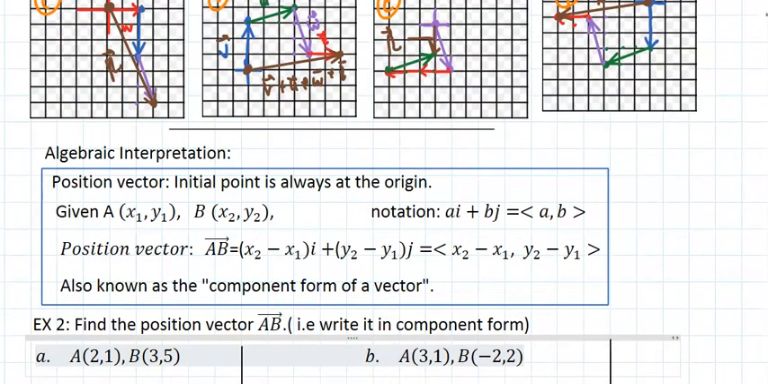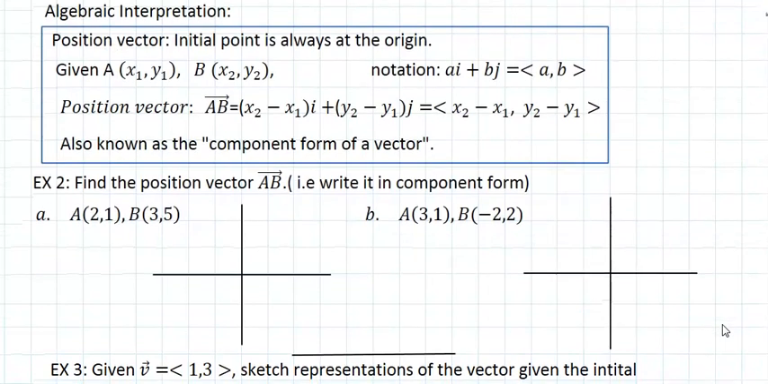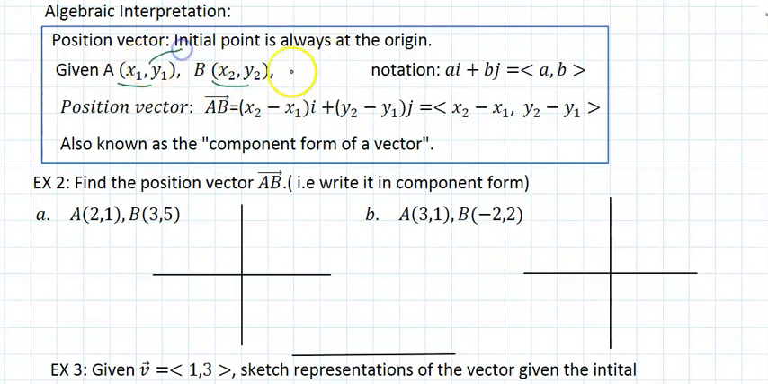And here's how it works. Algebraic interpretation. Well, given any 2 points, initial and terminal. Initial point and terminal point. We assume the origin is the initial. That's called a position vector, also component form of a vector.